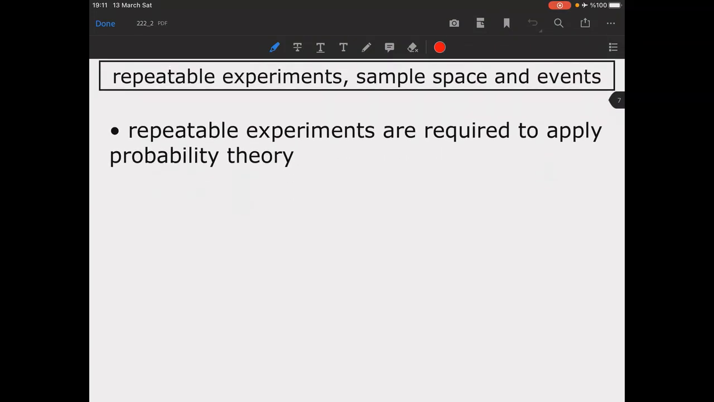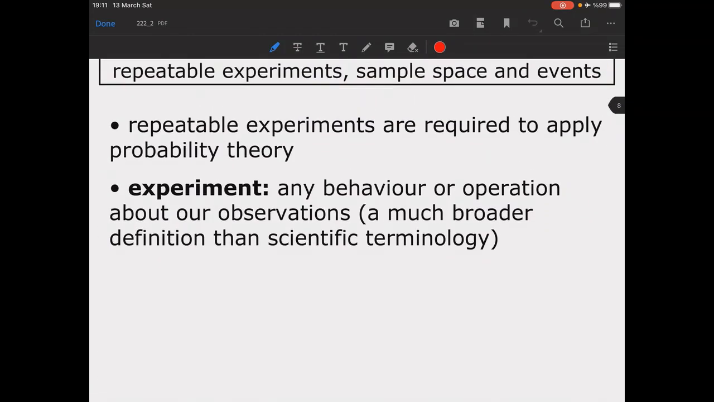Now, when we talk about repeatable experiments, sample space, and events, repeatable experiments are required to apply probability theory. So you need to repeat and do many experiments so that you can talk about probability theory. So what is an experiment? Any behavior or operation about our observations. I mean, it has a much broader definition than the scientific terminology of experiment. We're not talking about laboratory experiments only. Just a coin toss, for example, is also an experiment.